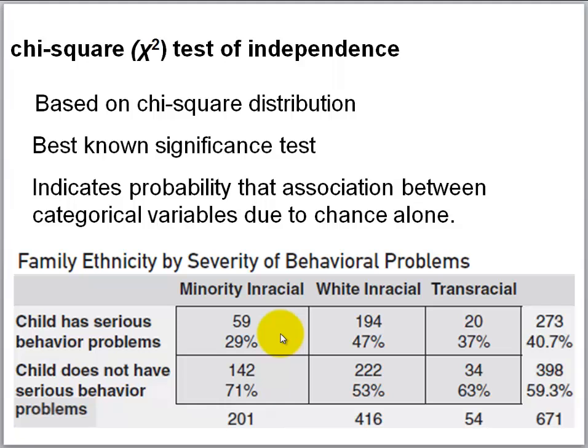Among the three groups, children placed in minority in-racial families. So here we have a minority family and the child is the same ethnicity as at least one parent. Only 29% of responding parents report serious problems. In the white in-racial families, this percentage is 47. In the transracial adoptions, it's 37%. So the percentages with serious behavior problems differ in the three groups. And the question is, are these differences in percentages large enough so that given a true null, you wouldn't expect to find these differences simply due to the luck of the draw?